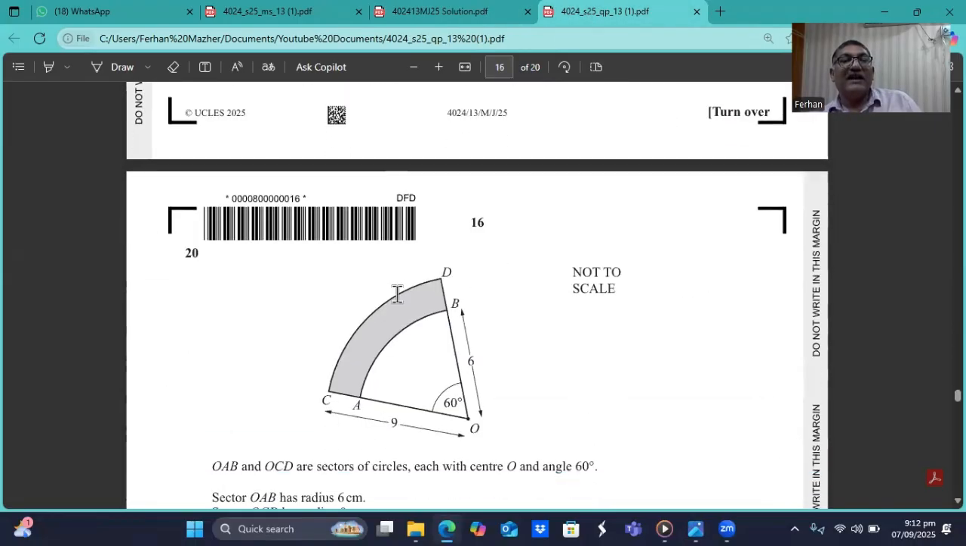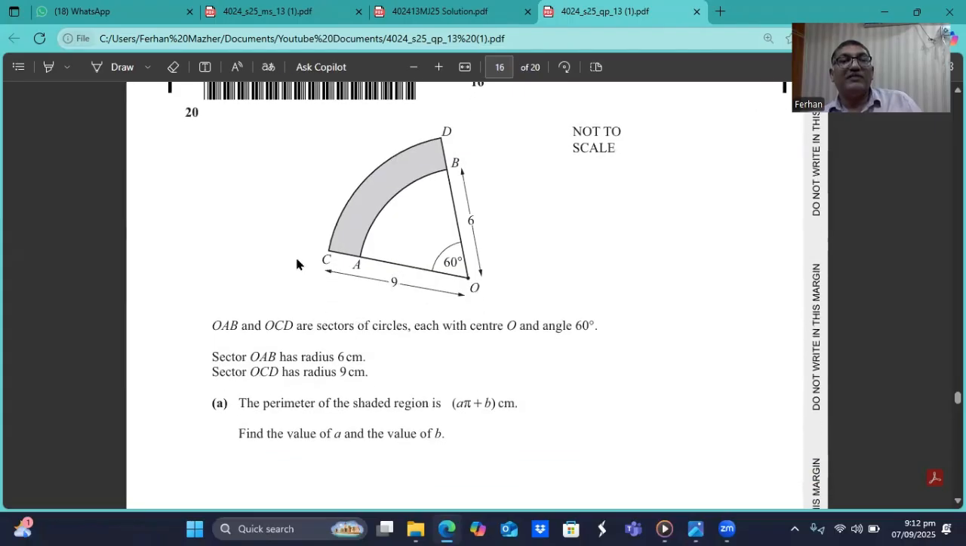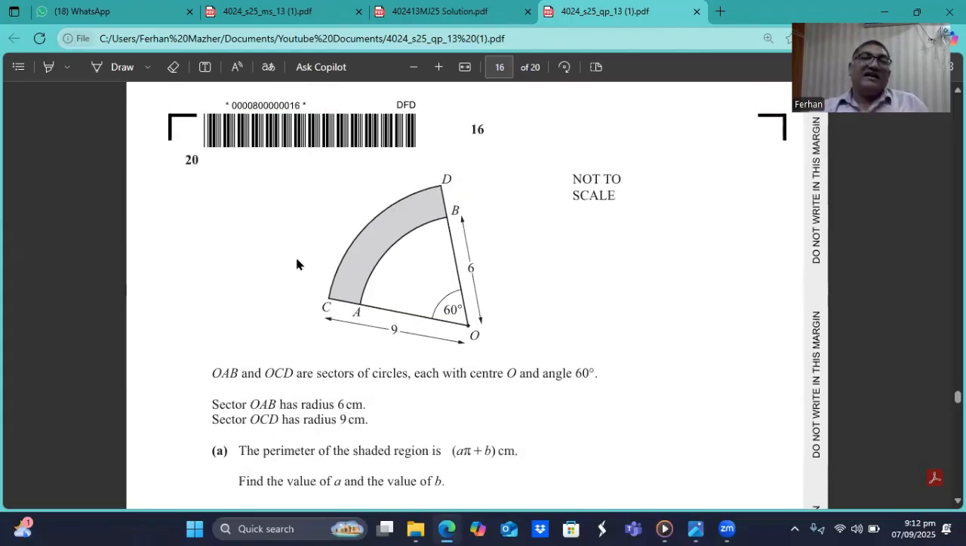So then we have question number 20 coming up on your screen. He says OAB and OCD are sectors of the circles, each with the center O and angle of 60°. Both the sectors subtend 60° at the center.